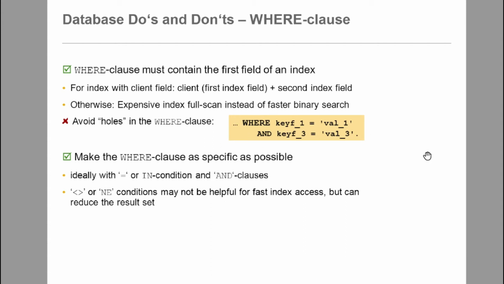Make the where clause as specific as possible, ideally with equal to or in conditions, and you can combine them with and clauses. Not equal to conditions may not be helpful for fast indexes, but can reduce the result set.